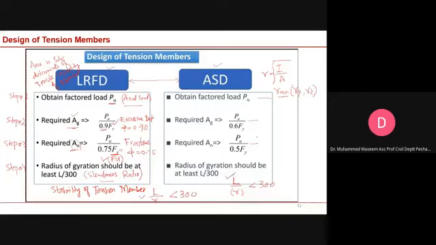आप लोगों को समझ आ रही है? Is it clear to you how we can carry out the design of tension member? Yes, sir. Yes, sir. Okay, thank you very much.